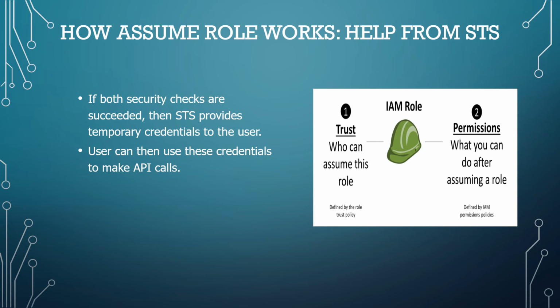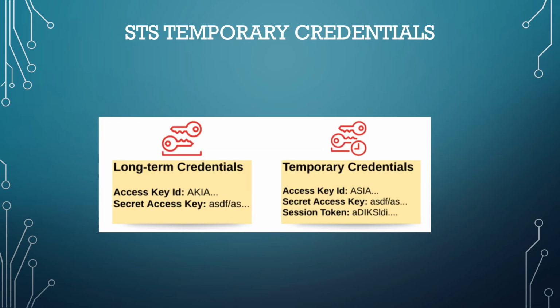And again, these two checks that we mentioned: first, the user has access to make the STS call in the first place; second, the user should be in the trust relationship of the role. If both of these security checks succeed, then STS provides temporary credentials to the user, and the user can use these temporary credentials to perform the operations that he wanted.